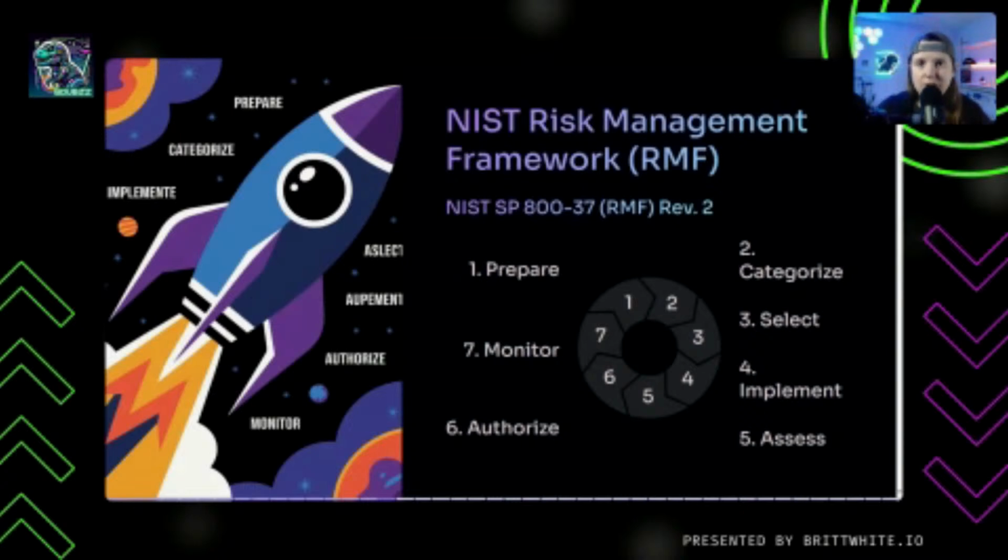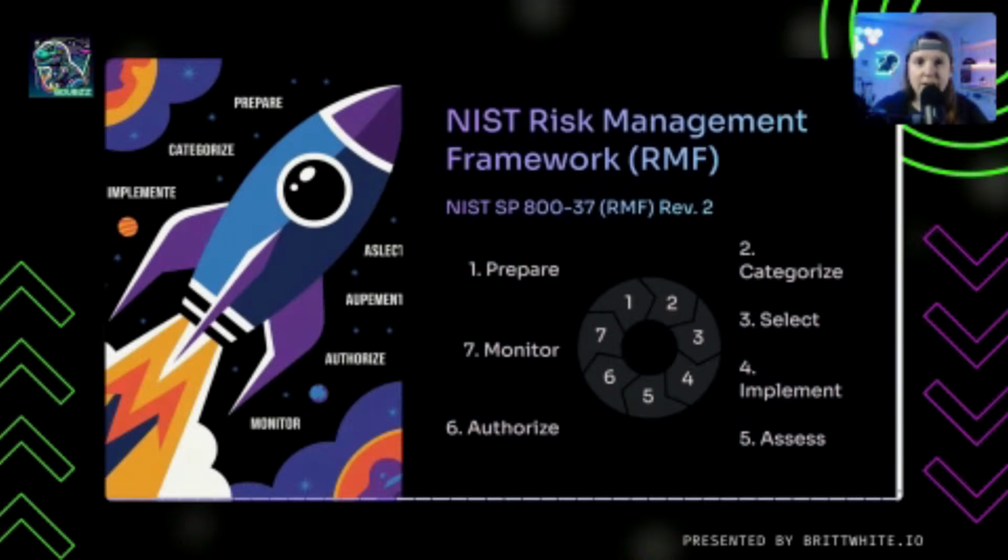Sixth is authorize. Authorize system operation. Senior management reviews the risk assessment, controls, remaining residual risk, and authorizes or denies system operation. You will need a formal acceptance of residual risk by a responsible official for a defined period of time. This should be a time period that expires so you can reassess. You should never just accept risk indefinitely.